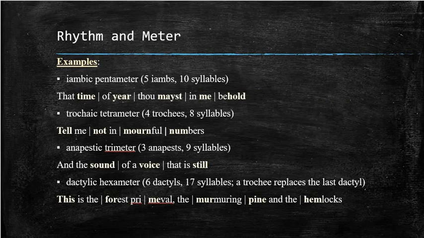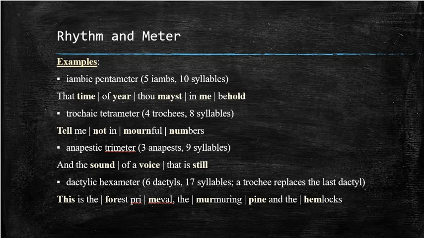Now let's have some examples of rhythm and meter. If we have iambic pentameter, it means we have 5 iambs, and that means 10 syllables, unstressed followed by stressed. The time of year thou mayest in me behold. As for a trochaic tetrameter, it means we have 4 trochees, that is 8 syllables. Tell me not in mournful numbers.